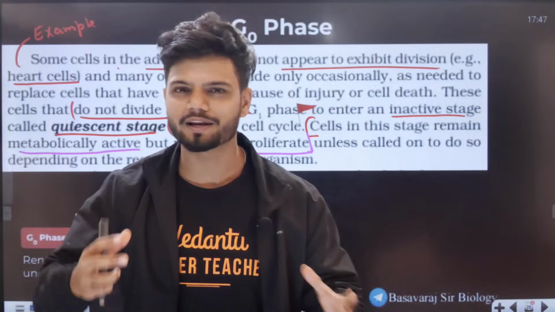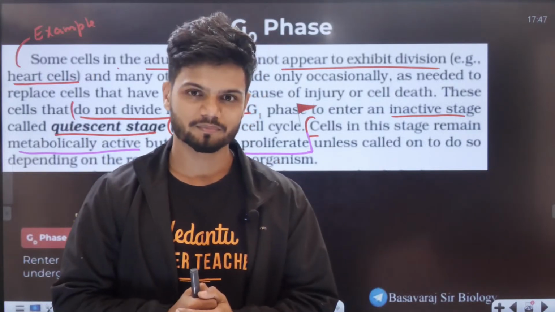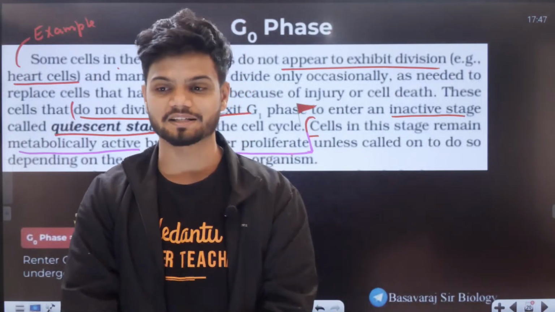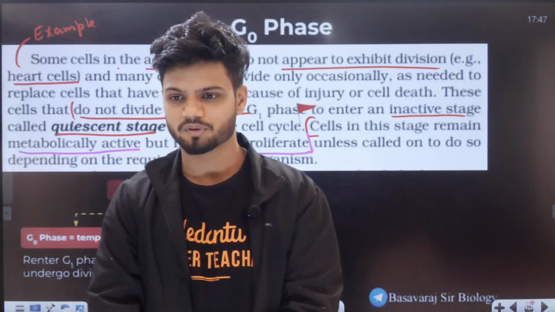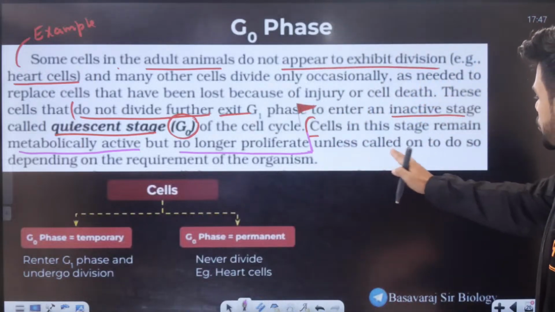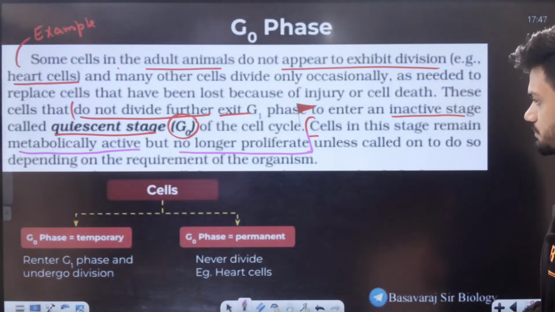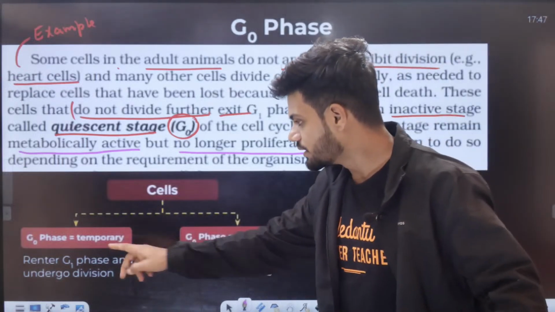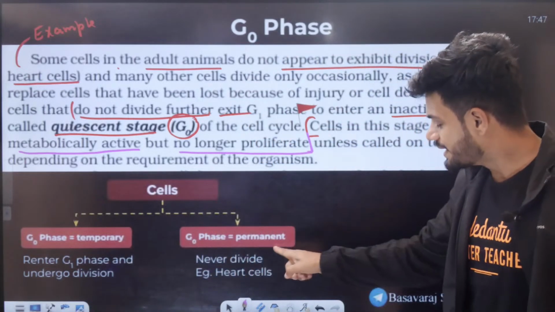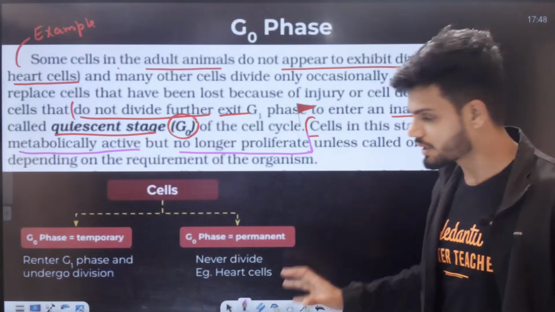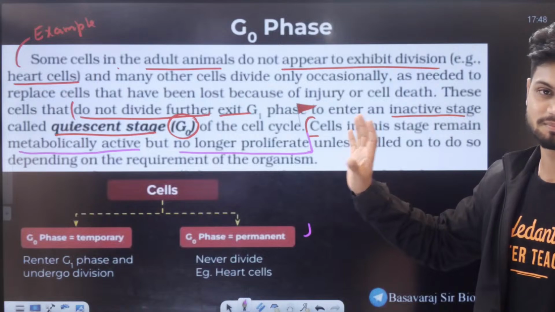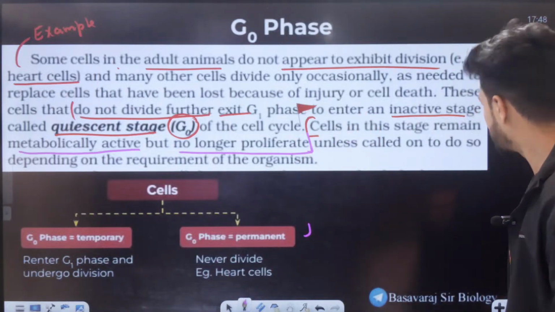They're ready to go. They're like, I am waiting for my opportunity. But they don't divide. Are they active? Yes, they are active. Unless called upon, they divide depending on the requirement of the cell. Some G0 cells temporarily re-enter the G1 phase and undergo division. In permanent G0, cells never divide. Some cells are temporarily arrested, and some cells are permanently arrested.